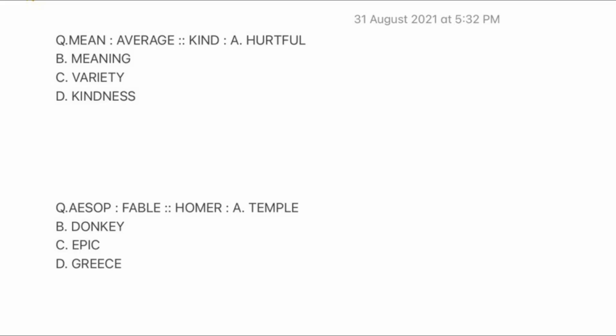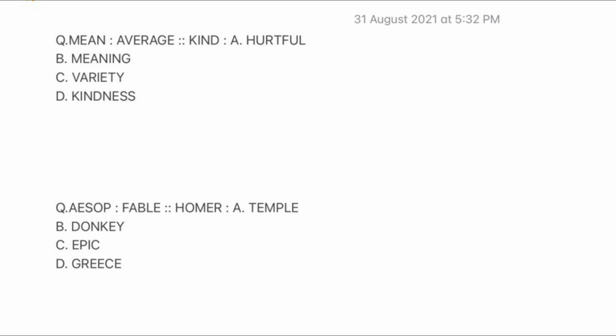Okay, and in word analogs, I'll show some examples. Now you can see the first question of word analogs: mean is to average. So you can know that it's a synonym. The mean is the synonym of average. That means the synonym of kind will be what? The synonym of kind will obviously be variety. So yeah, the first one is very easy.